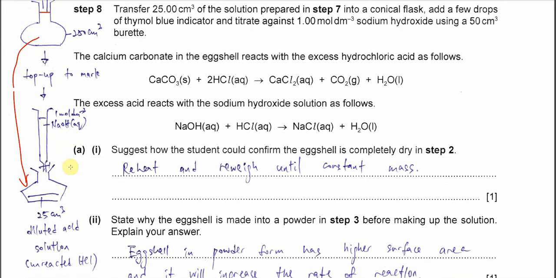So we titrate 25 cm cube of the dilute acid solution, meaning the unreacted HCl, with the sodium hydroxide, 1 mole per dm cube. So this is the reaction. After the titration, we will get the moles of the sodium hydroxide used. After that, we will know the moles of the HCl, because we know the mole ratio is 1:1. So when we find the moles of sodium hydroxide, then we can find the moles of the unreacted HCl.